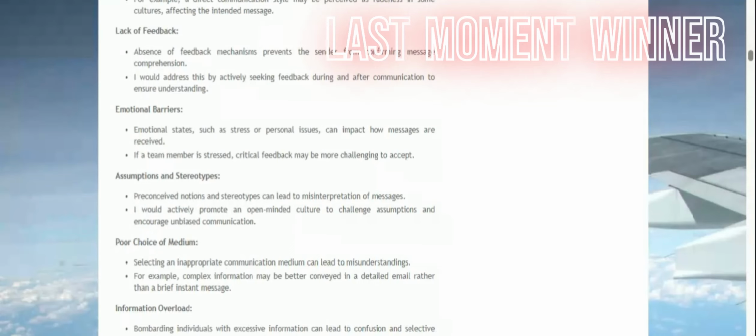Poor choice of medium. Selecting an inappropriate communication medium can lead to misunderstandings. For example, complex information may be better conveyed in a detailed email rather than a brief instant message. Information overload. Bombarding individuals with excessive information can lead to confusion and selective attention. Prioritizing and structuring information delivery is crucial to prevent overload. Physical barriers.